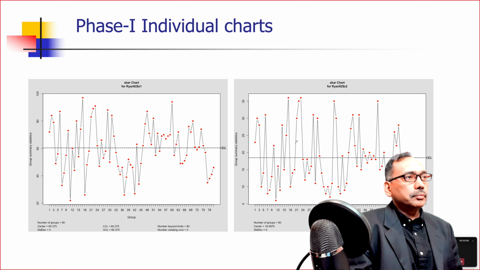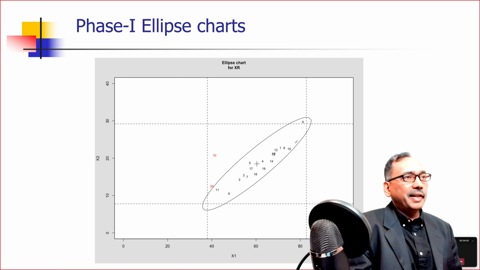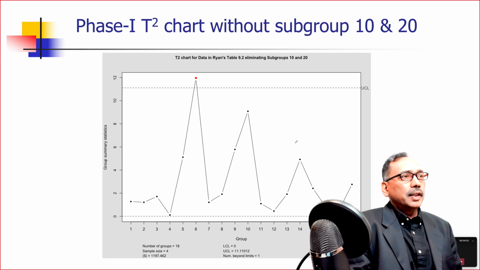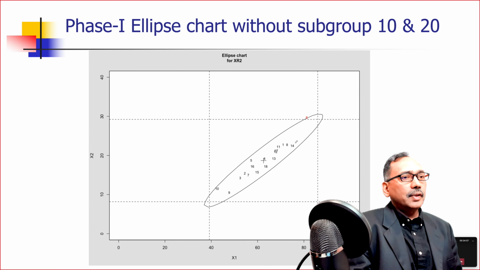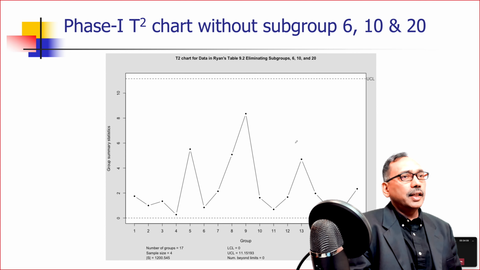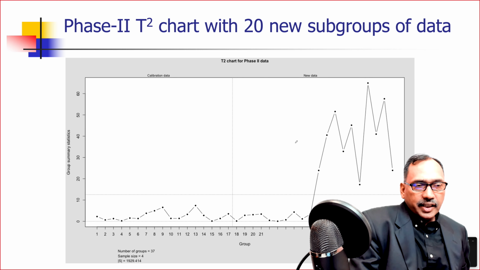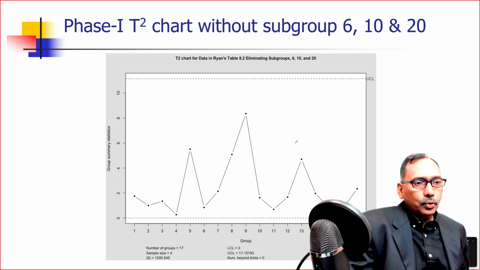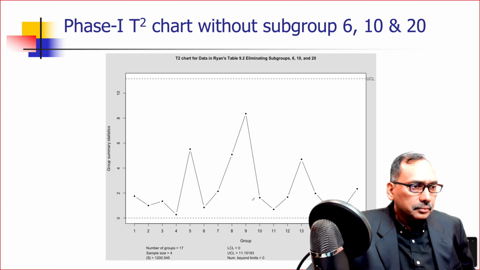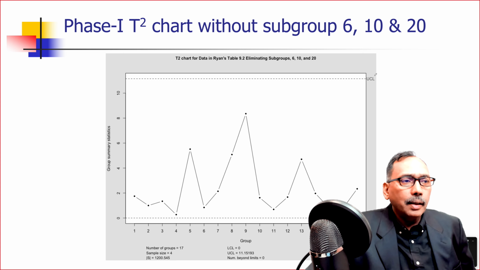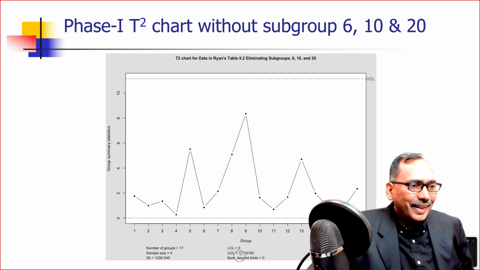phase 1, and then the individual ones, the ellipse, after removing 10 and 20, the ellipse, and then finally in control. One thing to notice is, if you look at the final upper control limit here, it's 11.15.